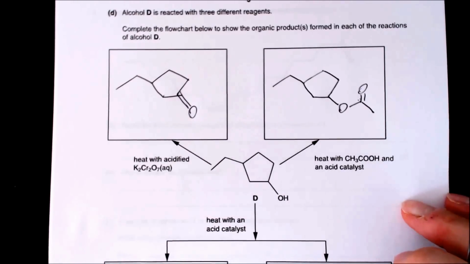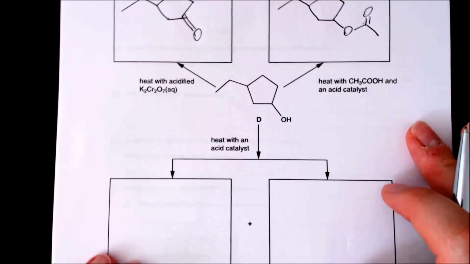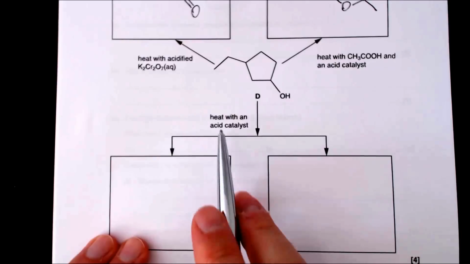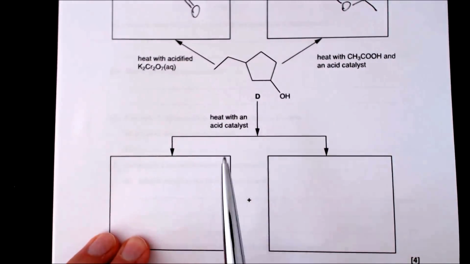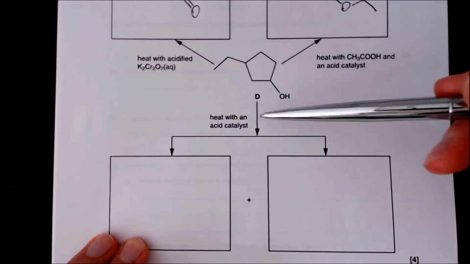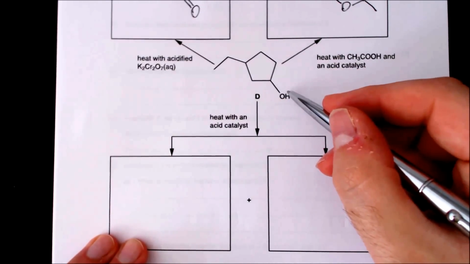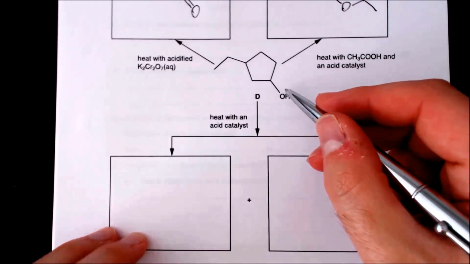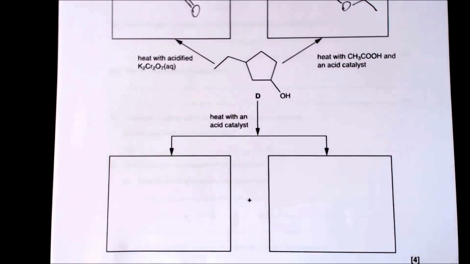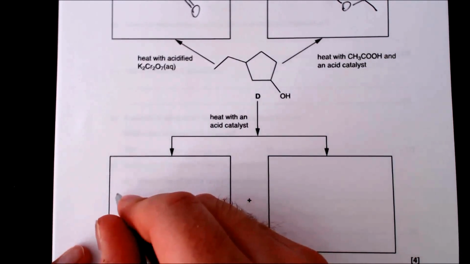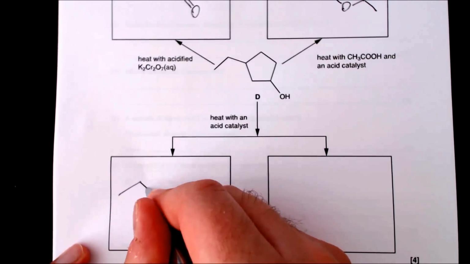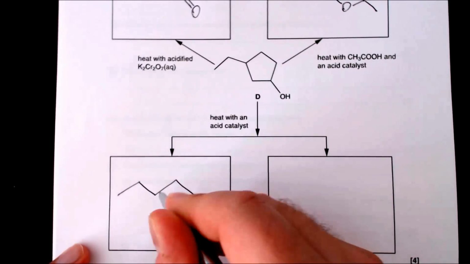All right, okay. And the last bit, which are these 2 boxes here, so it says heat with an acid catalyst. So we've got this molecule here, and we're going to add an acid catalyst and just heat it up. This is a classic example of condensation reaction or dehydration reaction. So this is where we're going to remove water from this molecule when we heat it with an acid, and so we're going to form these products here. So we're going to form this one first.